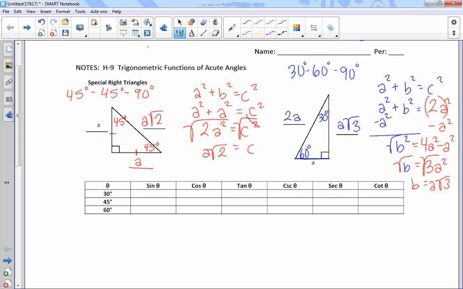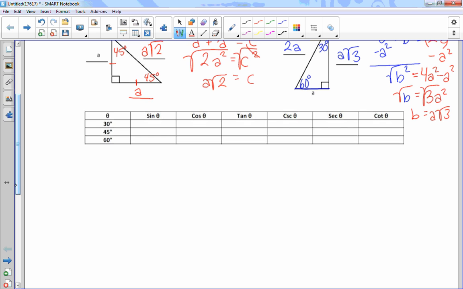Okay? Now, we use these special relationships to find the most common angles we use in trig: 0, 30 degrees, 45 degrees, 60 degrees, and also 90 degrees. So, it all comes from the unit circle, which you'll be learning about more next year. The unit circle is a circle with radius 1.